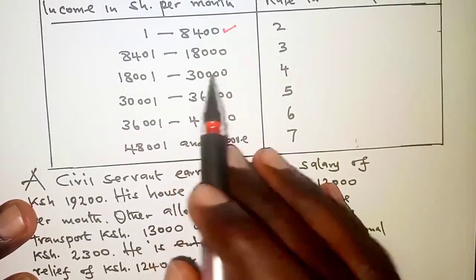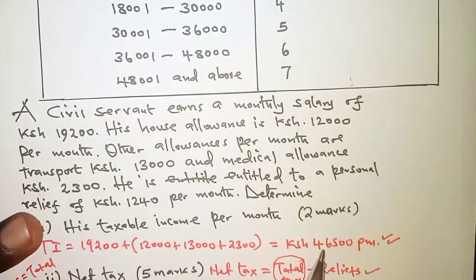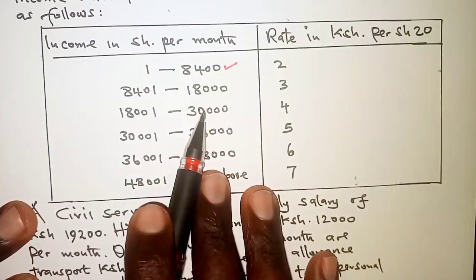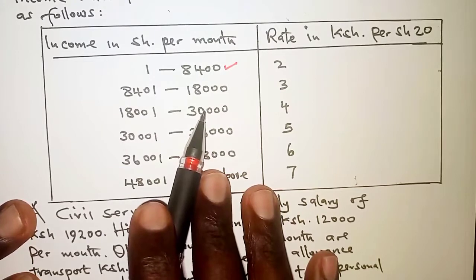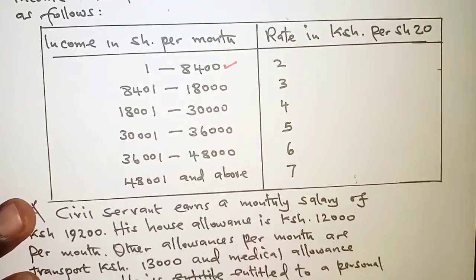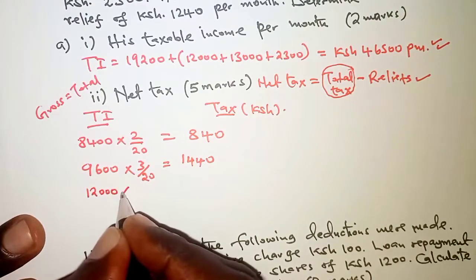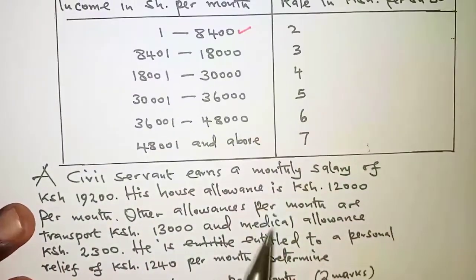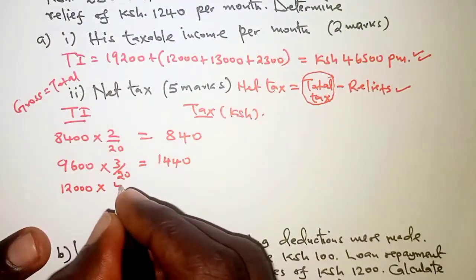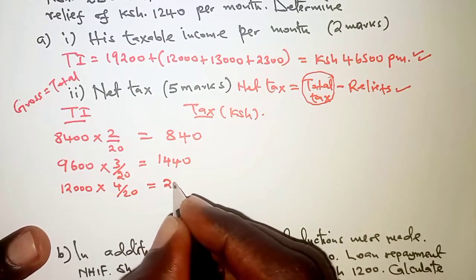The next band, we have 30,000. As we continue, just consider if the value is still less than the taxable income. For our case, taxable income is 46,500. And for this band, 30,000 is still less than 46,500. And that means we will continue. So we take 30,000 minus 18,000, that is 12,000. So for the next band, we will have 12,000 multiplied by the rate there, and the rate is 4 shillings per 20 shillings. That should give us 2,400.